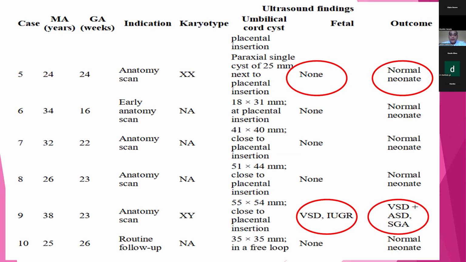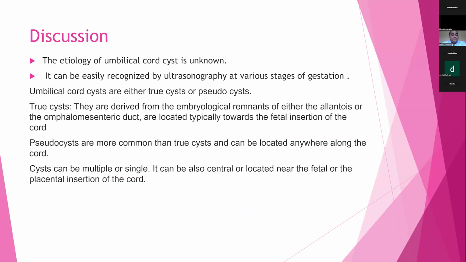So these are a few cases I've collected for the second trimester with different outcomes, and others with some heart problems like VSD and IUGR. The etiology of umbilical cord cyst is unknown. It can be easily recognized by ultrasonography at various stages of gestation.